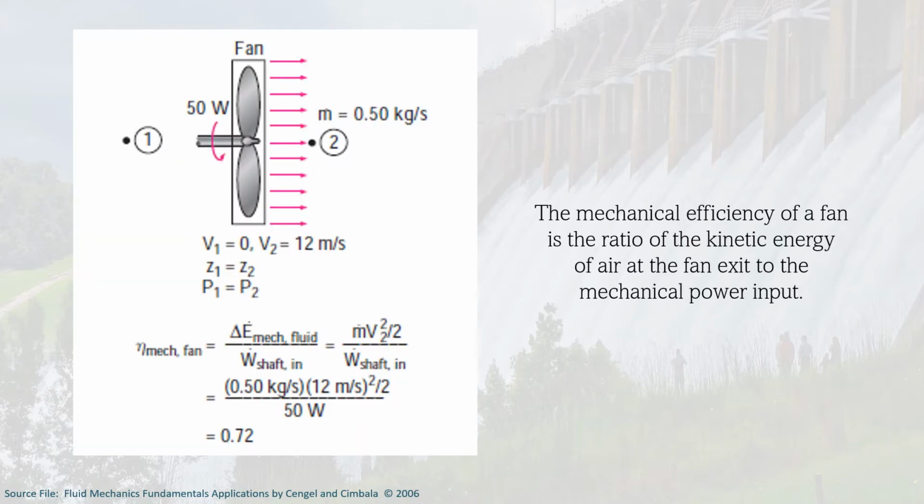As you can see here, the mechanical efficiency of a fan, for example, is the ratio of the kinetic energy of air at the fan exit, which is the output, to the mechanical power, which is the input. So the input comes from, for example, the electricity used to rotate the fan.